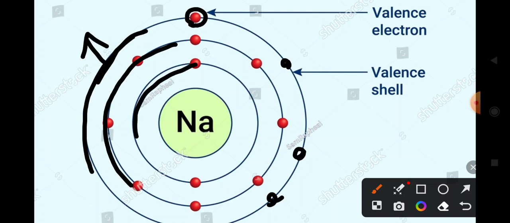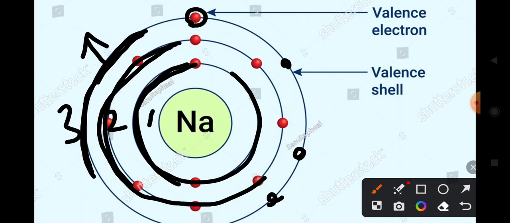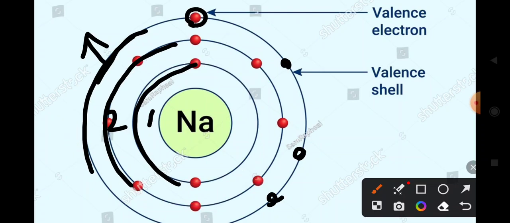So this is the 1, 2 and 3. The last shell, which is the third shell, is known as the valence shell. The valence shell is also known as the ultimate shell. The shell just before the ultimate shell is known as the penultimate shell. This is another shell. The shell just before the penultimate shell is known as the anti-penultimate shell.